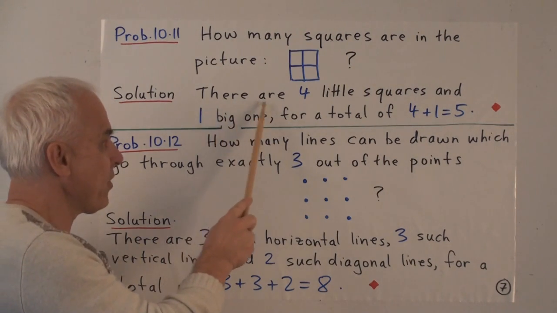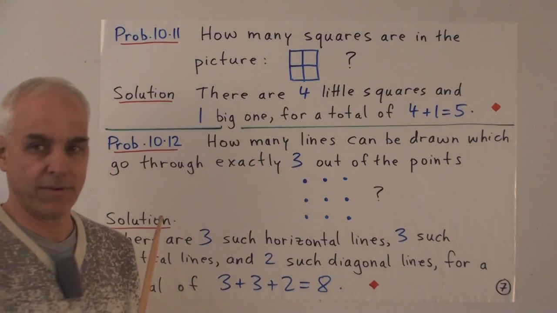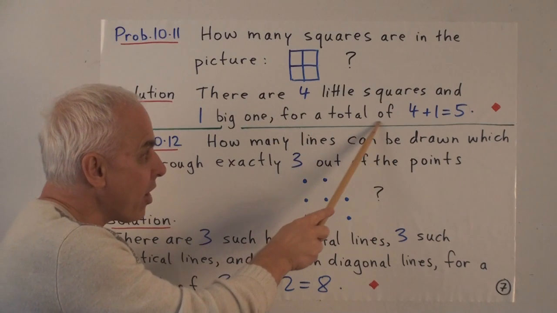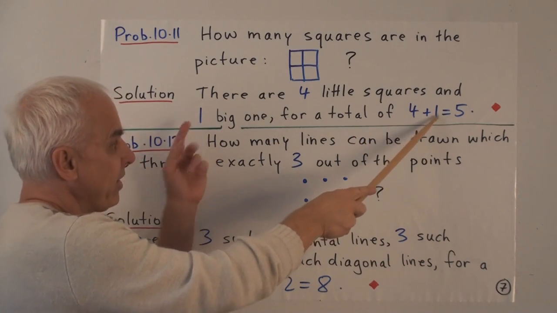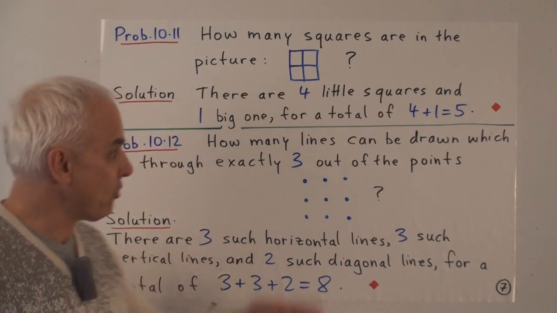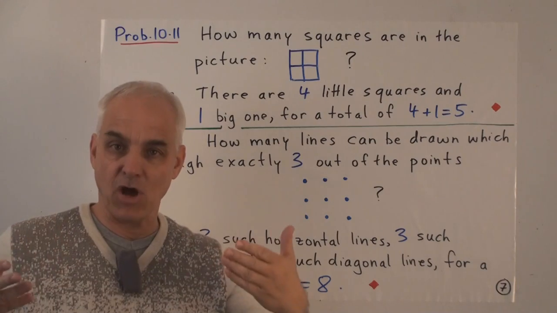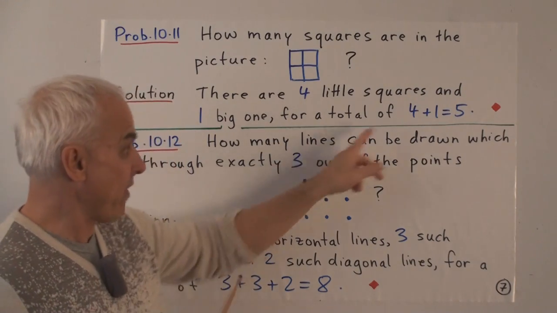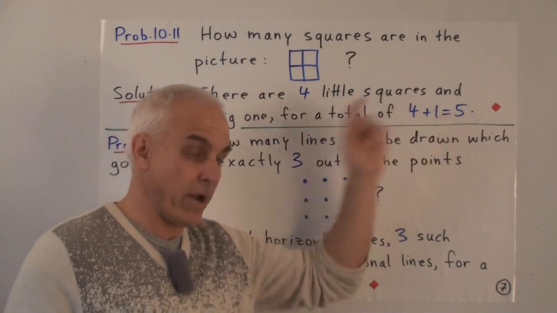I write down there are 4 little squares and 1 big one for a total of, and now I'm going to do the calculation, 4 plus 1 equals 5. So hopefully someone can read this and follow my train of thought and verify that I've actually made the calculation correctly, that I didn't add 4 and 1 and get 6.